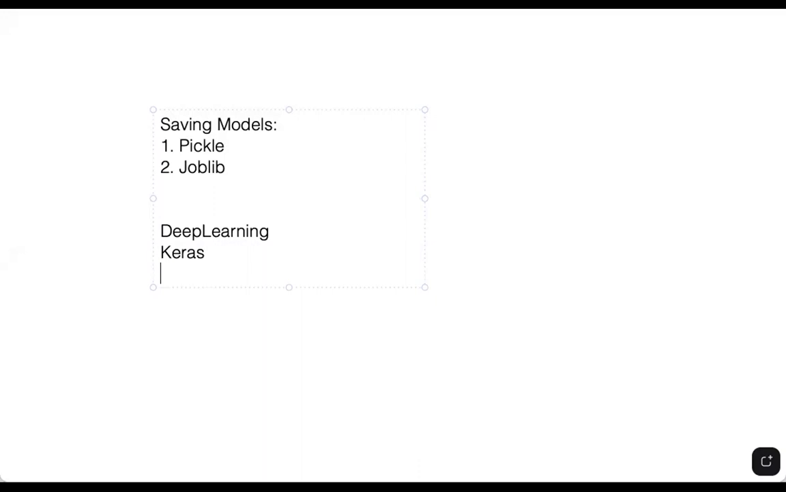We can say save, like model.save, and inside that you give a name to your model, for example, my_model. So you save your model, for example, my_model, and then you say .h5. This is the format in which you're saving your model. The entire model will be saved here.